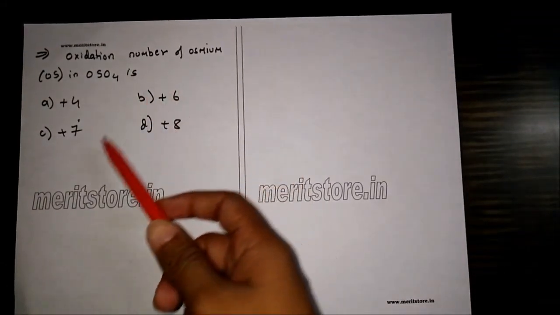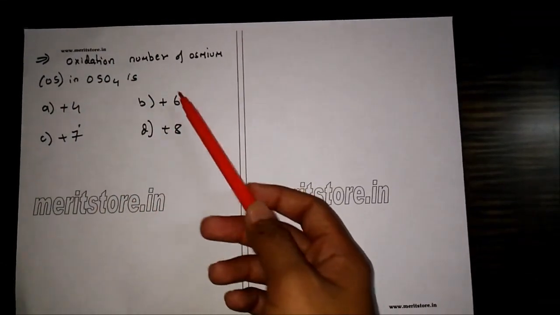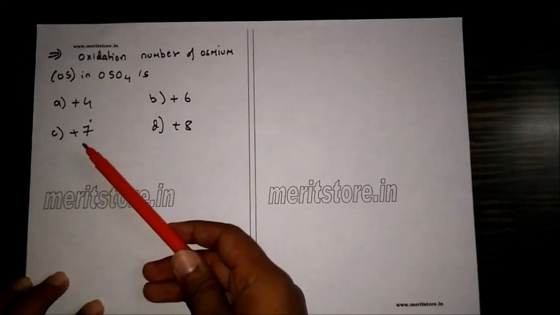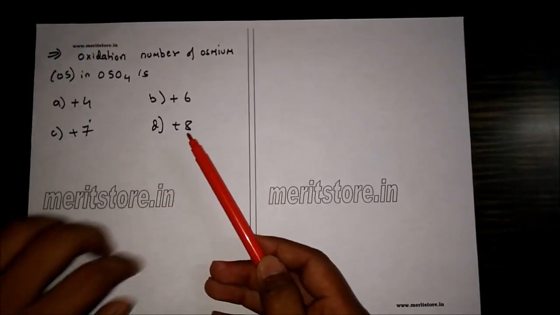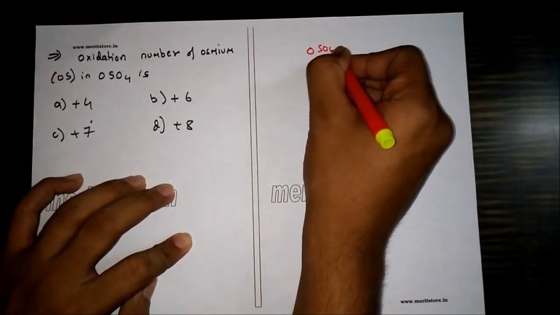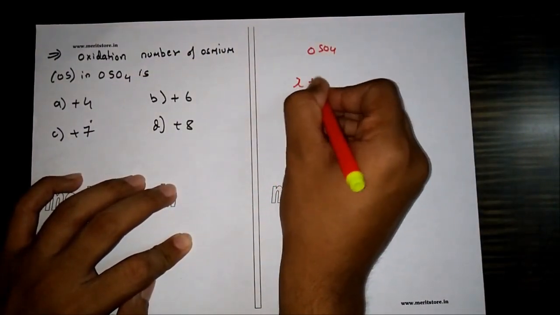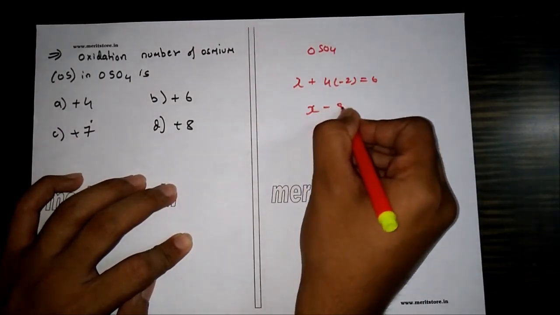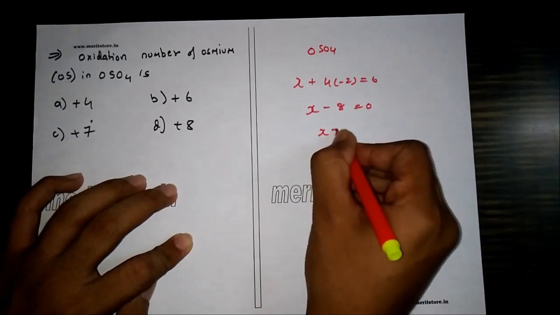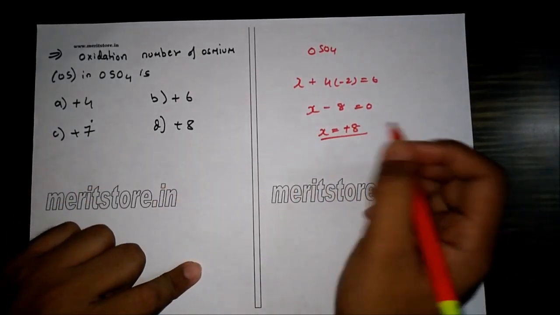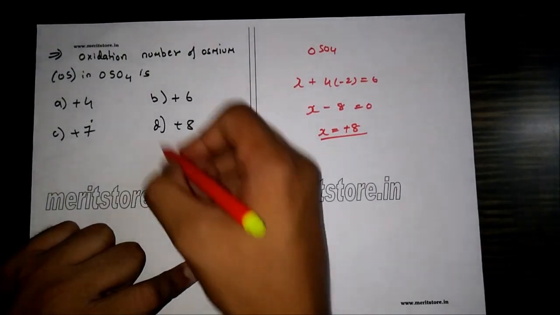Oxidation number of osmium Os in OsO4 is A +4, B +6, C +7, or D +8. Now let the oxidation number of Os be X. Therefore, in OsO4, this is X plus 4 into minus 2 is equal to 0. So X minus 8 is equal to 0. Therefore, X is equal to +8. Therefore, the oxidation number of osmium here is +8, which is option D.